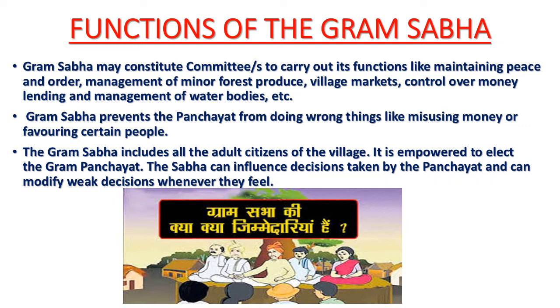Gram Sabha prevents the Panchayat from doing wrong things like misusing money or favoring certain people. The Gram Sabha includes all the adult citizens of the village. It is empowered to elect the Gram Panchayat. The Sabha can influence decisions taken by the Panchayat and can modify weak decisions whenever they feel.